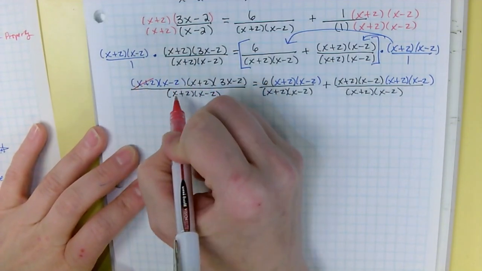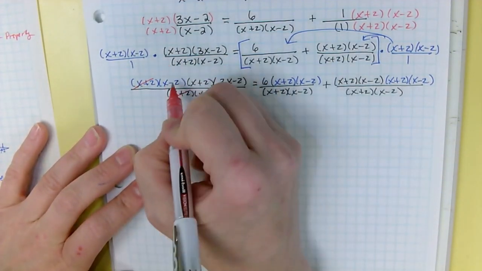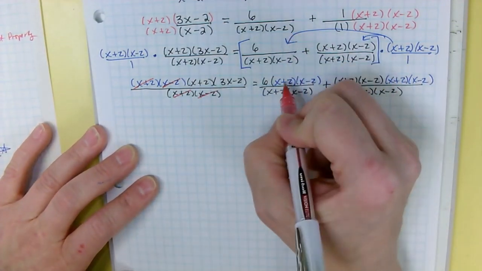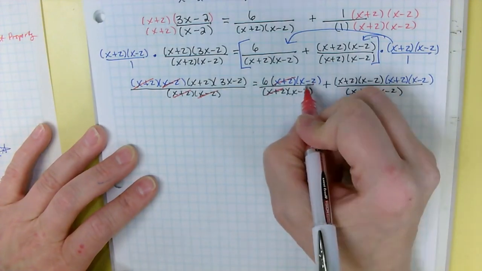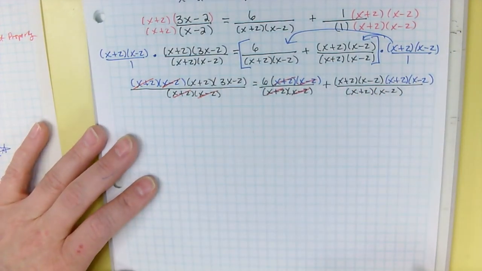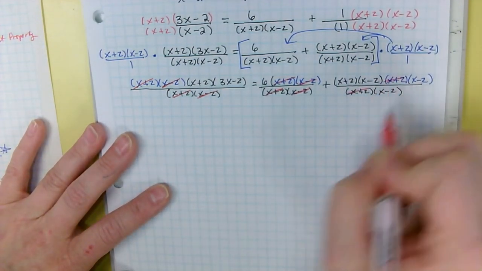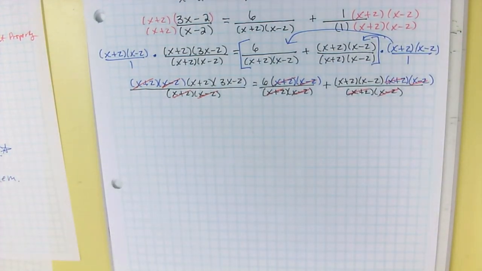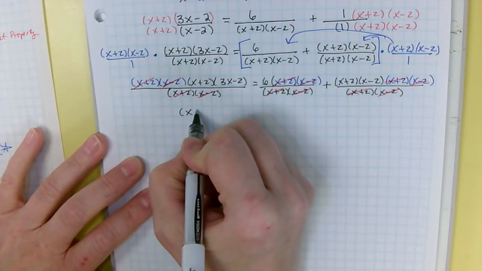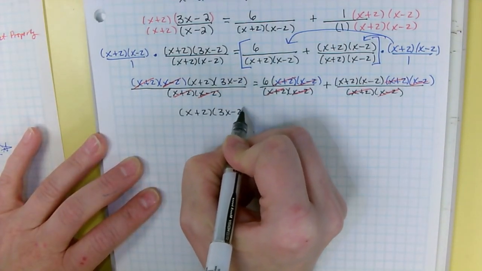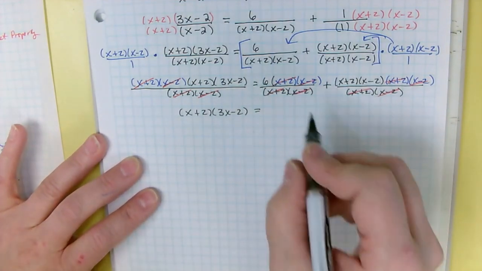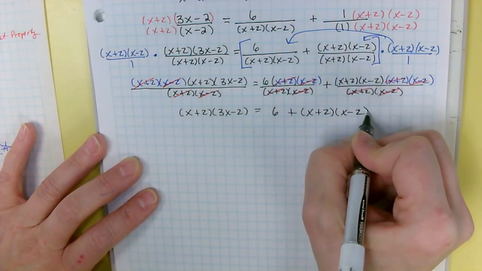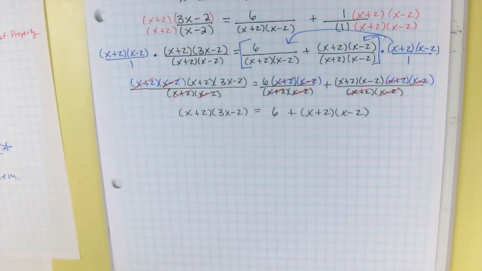Because x plus 2 on the top, x plus 2 on the bottom, x minus 2 on the top, x minus 2 on the bottom. For the 6, the x plus 2's divide out, the x minus 2's divide out. And for the last one, the x plus 2's divide out, the x minus 2's divide out. So now all we have left is x plus 2 times 3x minus 2 equals 6 plus x plus 2, x minus 2.